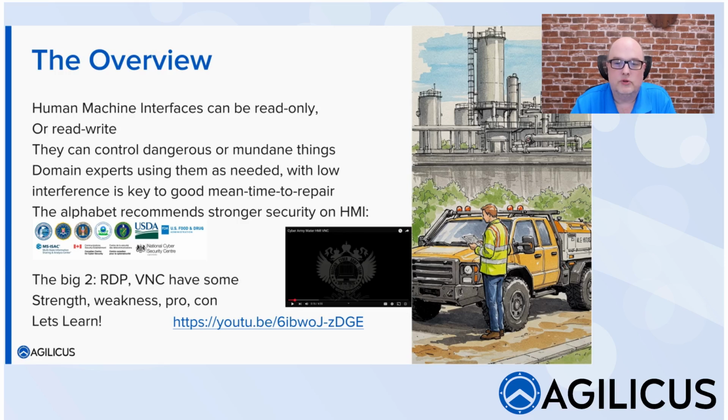There's an alphabet soup of agencies that are recommending stronger security on here. And I just put a few of them down there, but this is from one of the alerts that came out last year, and they had a set of best practices in there. And we're going to talk about those best practices today. The big two remote desktop tools that are out there are Remote Desktop Protocol, Microsoft, and VNC, Virtual Network Computer.